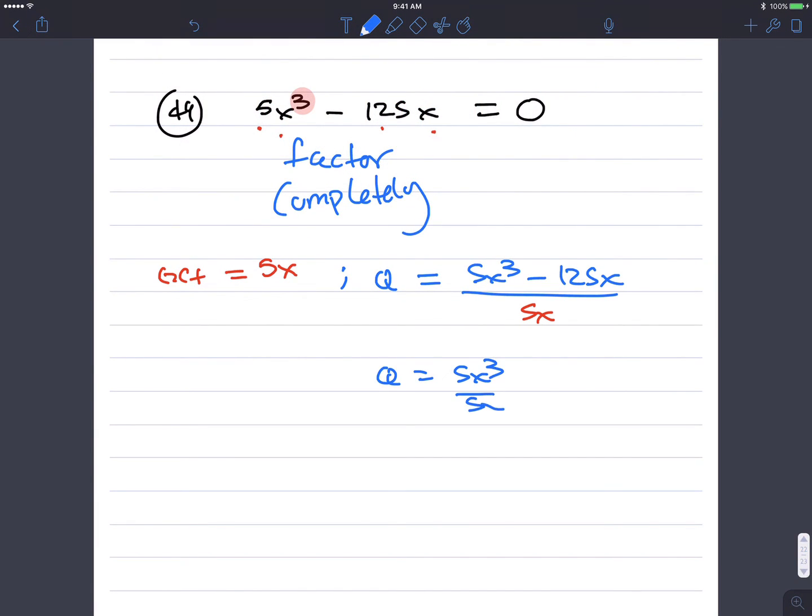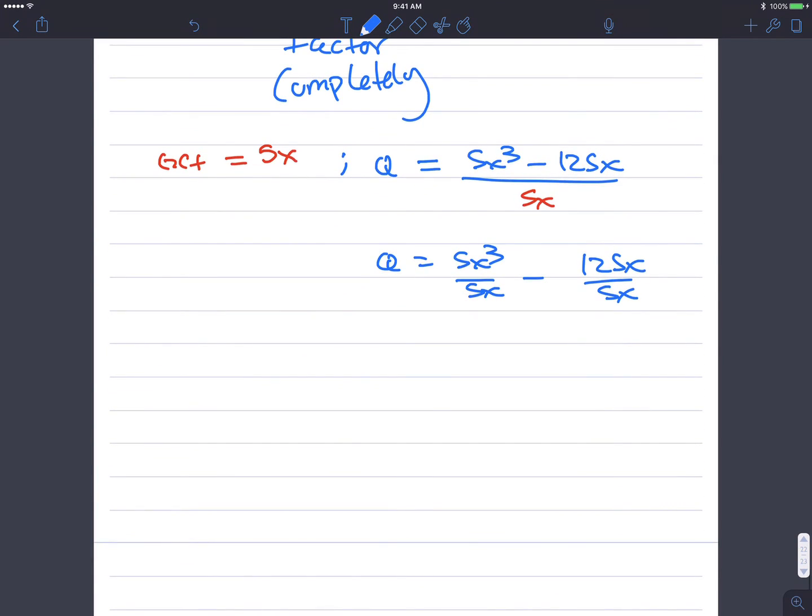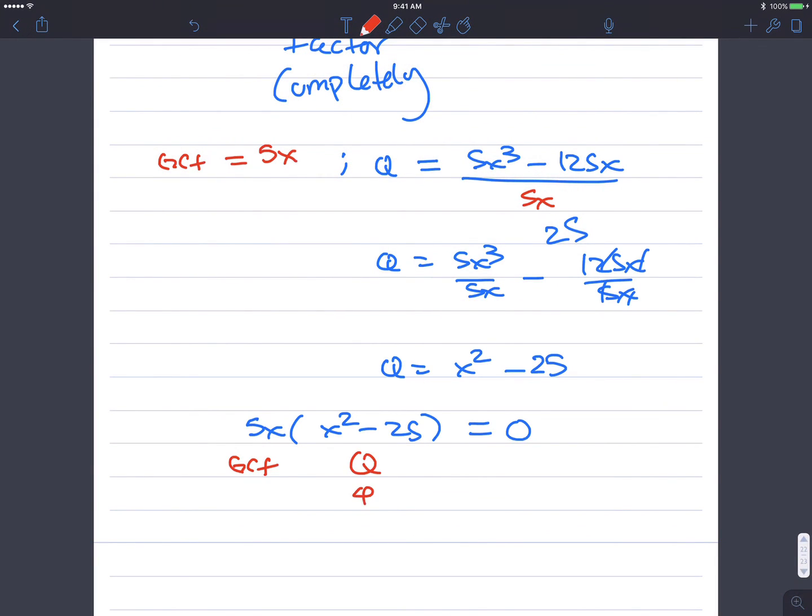5x cubed over 5x, right? Minus 125x over 5x. x squared minus, what's that number? That's 5. Okay, so let's put this together. I got 5x times x squared minus 25. That equals 0. I have a greatest common factor, and I have a quotient. I factor the quotient. That's your factor completely strategy.